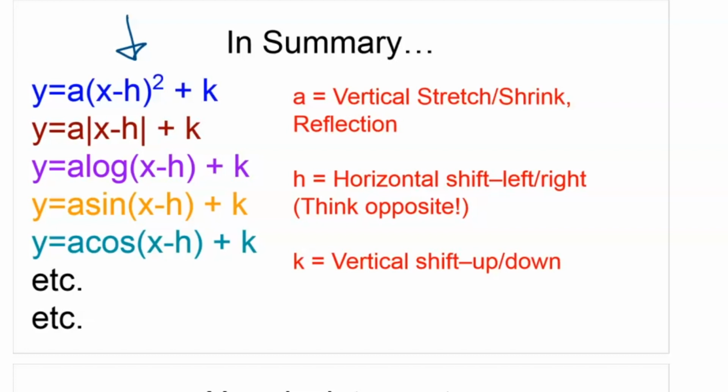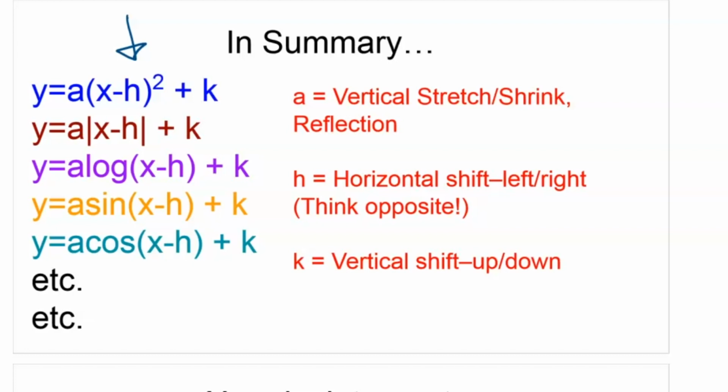So the A is the number that is multiplying out front, and that is your vertical stretch or shrink. It can also be a reflection if that number is negative. The H is the number that is being added or subtracted grouped in with the X. So in the parentheses with the X or in the absolute value with the X, whatever the equation is, if it's grouped in with the X and it's adding or subtracting, then that shifts your graph left and right.